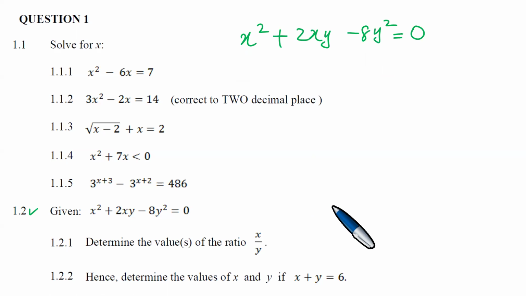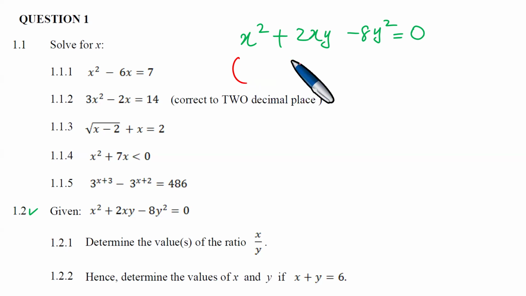Please talk to me. I believe you're not mute. You're able to talk. Let's talk. What do we do? So we try to simplify so we can have x and y by themselves, and then divide them in order to get their ratio.